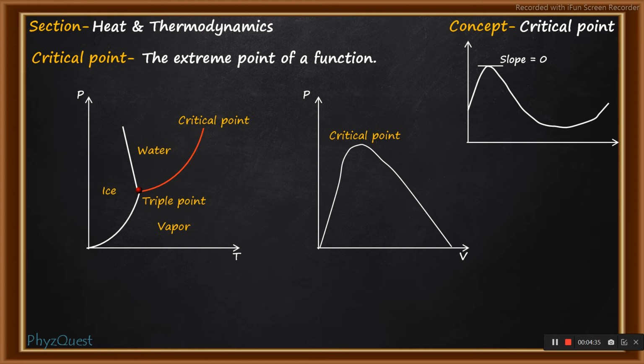At this stage, as per the mathematical condition, at the critical point, the first derivative of the pressure with respect to volume is equal to 0, and the second derivative of the pressure with respect to volume should also be equal to 0. When we do that, we can calculate the critical values of the function.